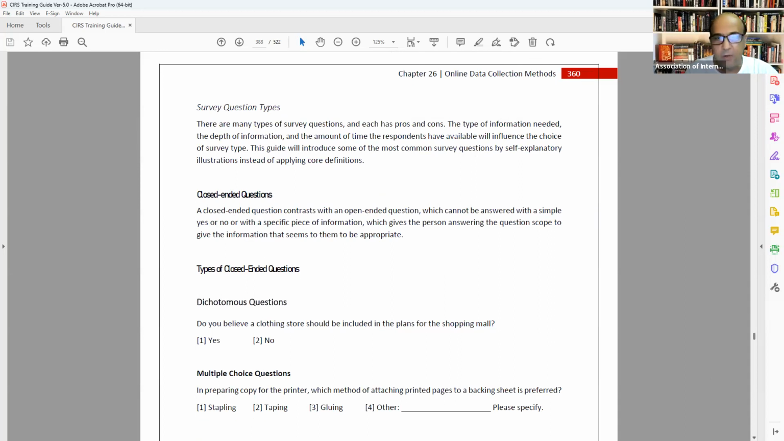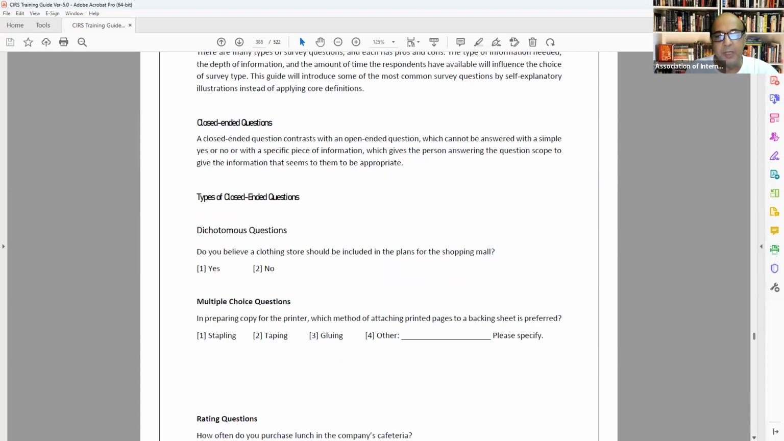dichotomous questions. What do they look like? Dichotomous means that there would be definitive answers. There would be two bivariate answers, like yes or no, good or bad. And that's how you would know that this is dichotomous. Like this one, do you believe a clothing store should be, yes or no? Two answers. Then you've got multiple choice questions. Multiple choice we are all familiar with. You're given a lot of choices from which you have to select one. So this is multiple choice right here.